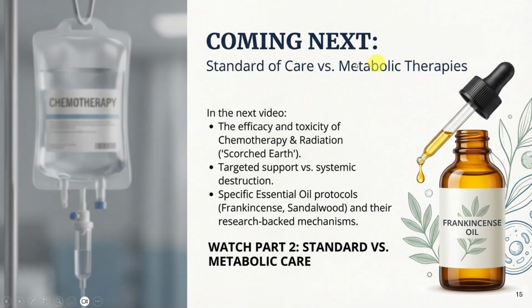So what's coming next? Well, we have the standard of care versus metabolic therapies to talk about in the next video, which includes the efficacy or effectiveness and toxicity of chemotherapy and radiation, aka the scorched earth method, and then targeted support versus systemic destruction, on top of specific essential oil protocols, including frankincense and sandalwood, and their research-backed mechanisms. And so in part 2, make sure to watch the standard versus metabolic care.